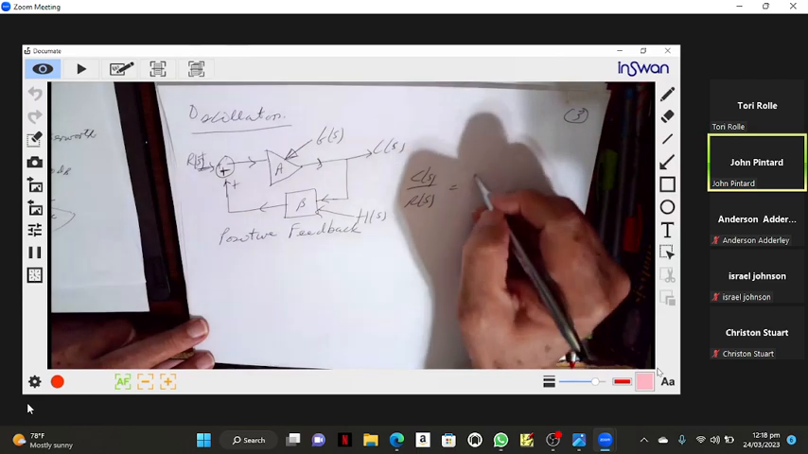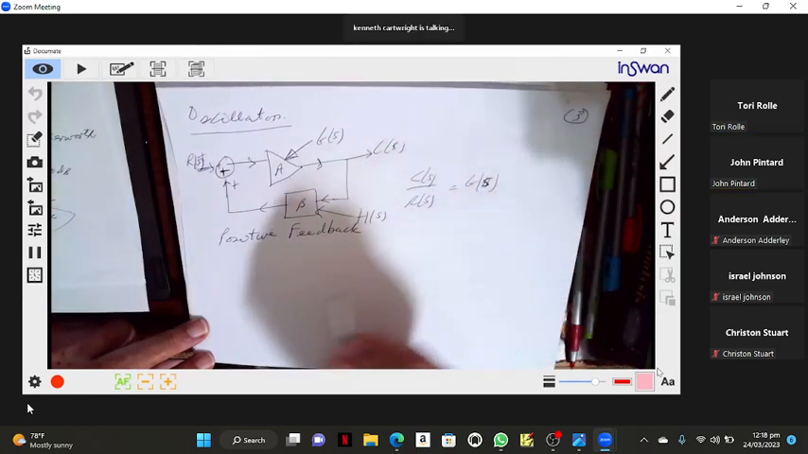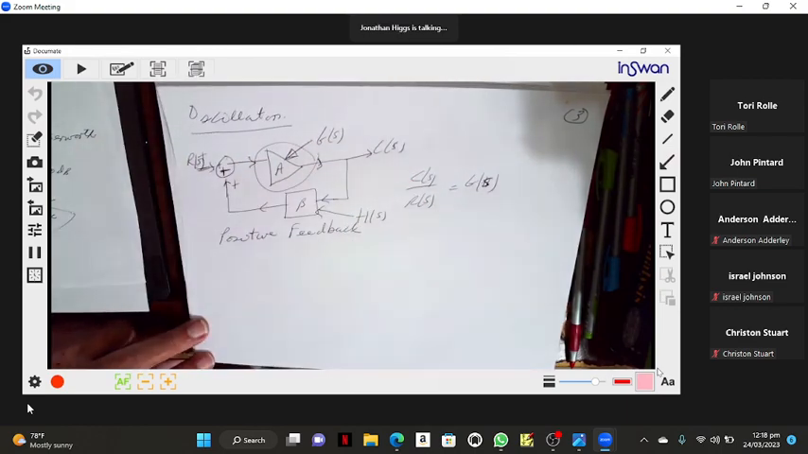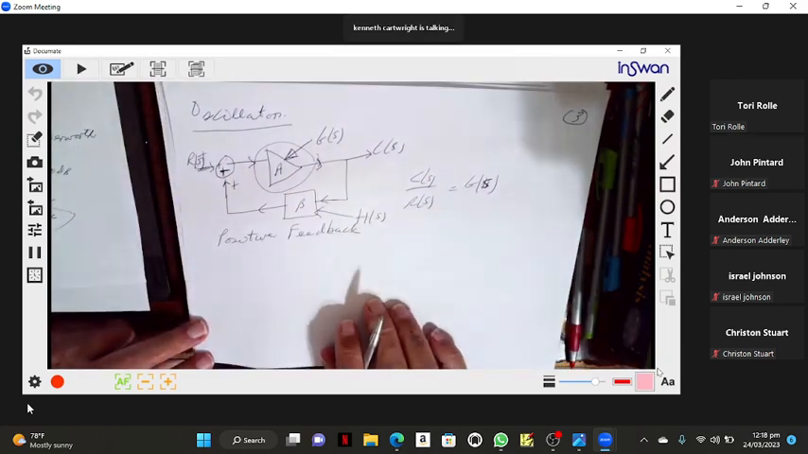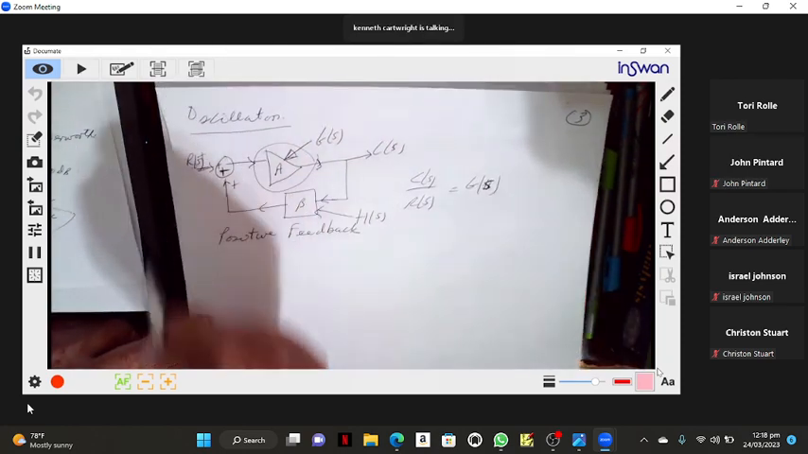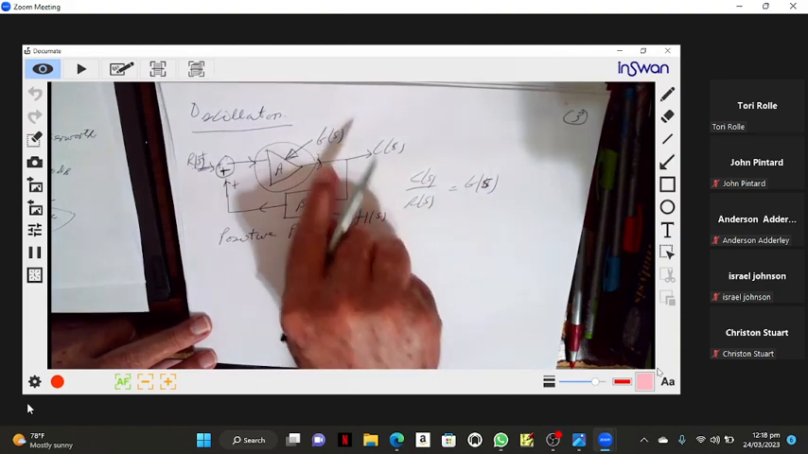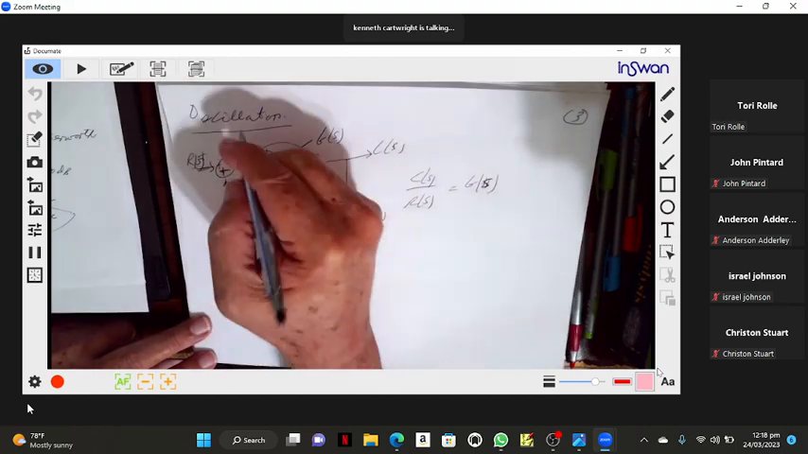That's the transfer function. No, G of S is not the transfer function. G of S is the transfer function of the forward path. I'm asking, what do you call the overall transfer function? C of S divided by R of S. G of S is not C of S divided by R of S. G of S is C of S divided by E of S.